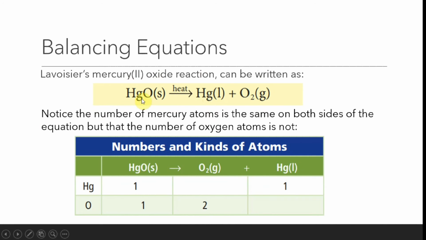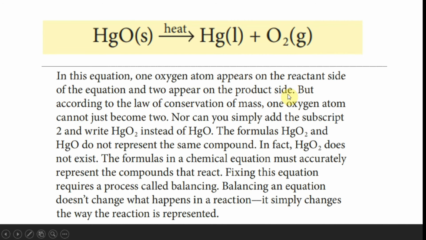Now let's see oxygen. On this side of the equation, I have one oxygen. We don't have a coefficient, we don't have a subscript, so only one oxygen. But on the other side of my equation, I have two oxygen atoms. So that means this equation is not balanced because there are more oxygens on this side. In this equation, one oxygen atom appears on the reactant side of the equation and two appear on the product side.